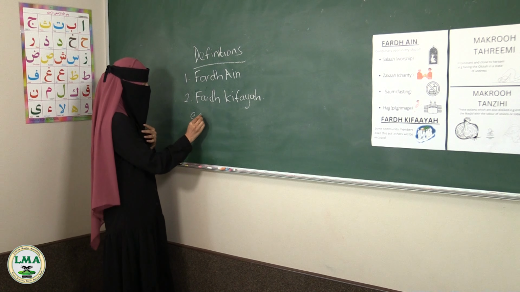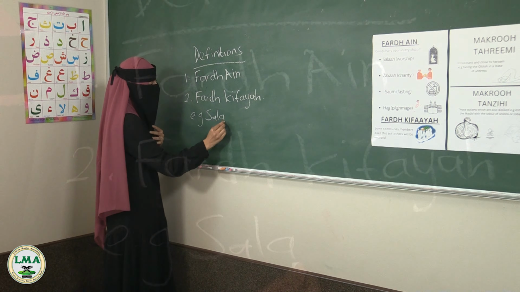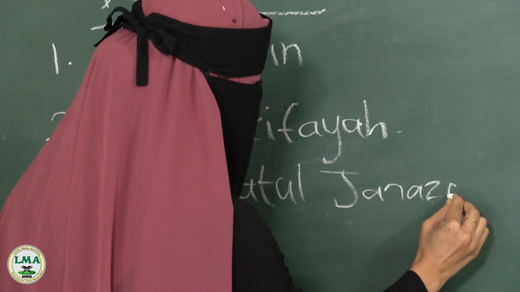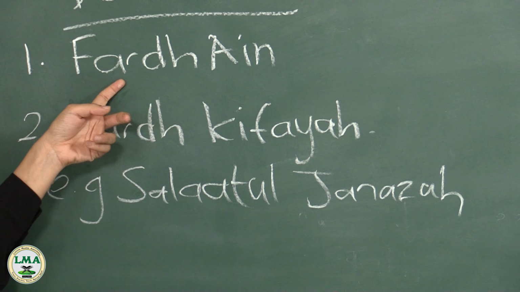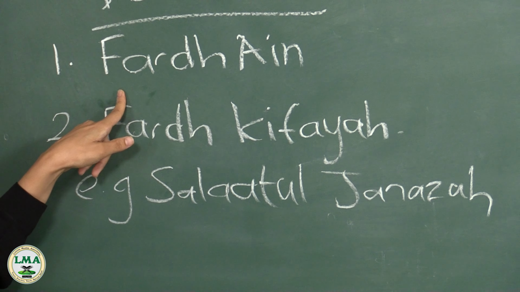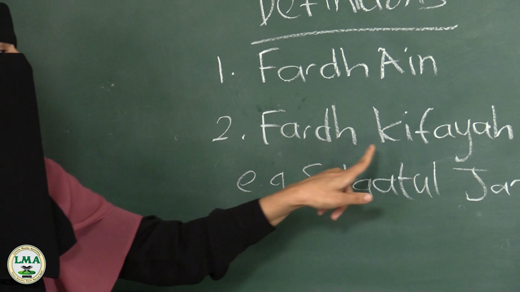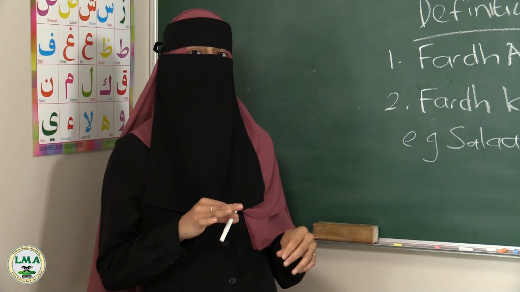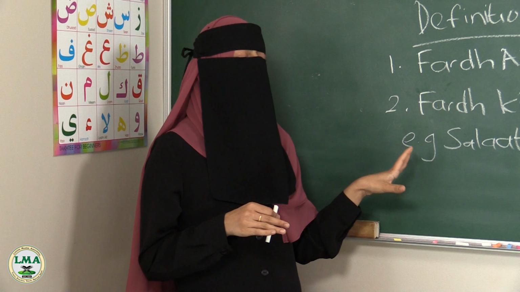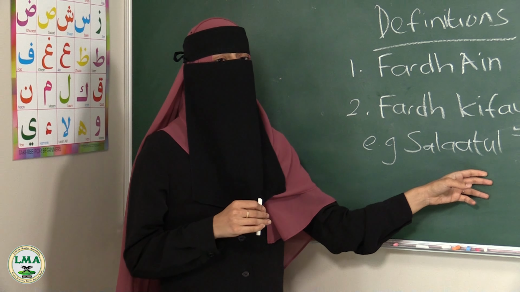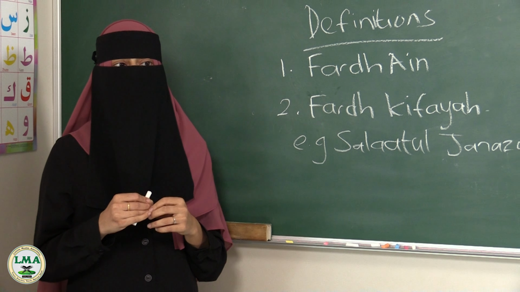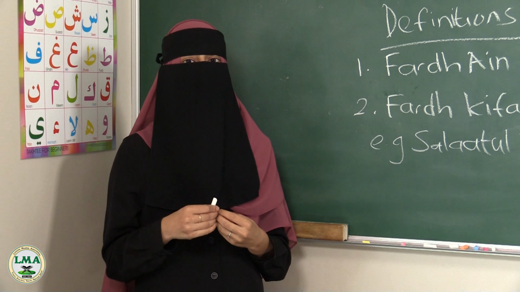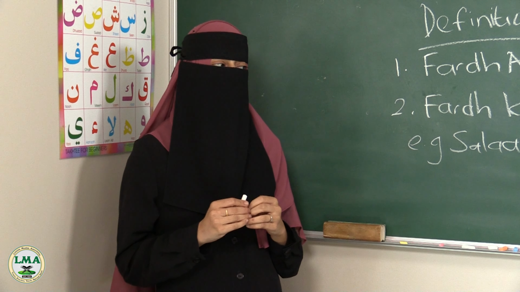For example, Salatul Janazah. So let's go through that again. Fard Ain are those actions which are compulsory on every Muslim, like Salah, Zakah, Saum, Hajj. And Fard Kifaya are those actions that are compulsory on every Muslim, but if some community members do this action, the others will be excused, like Salatul Janazah, or doing a ghusl for the deceased. For example, we can't have 50 people doing the ghusl for a deceased person, we can have 5. So the rest of those will be excused.